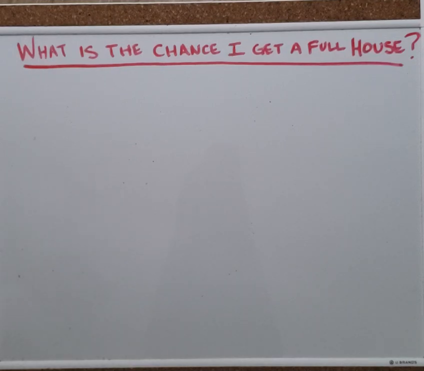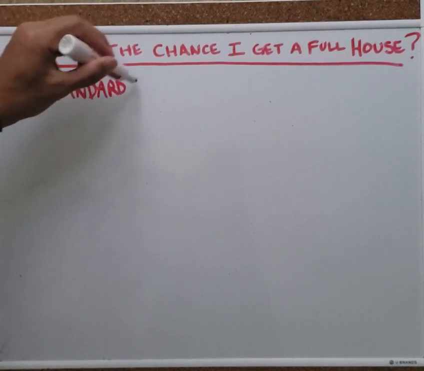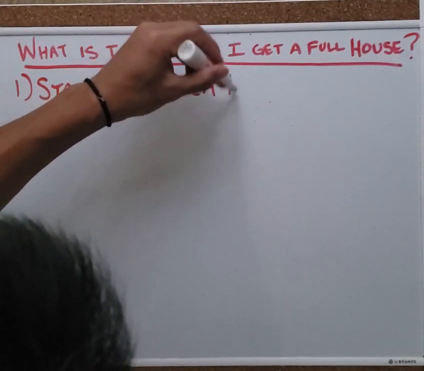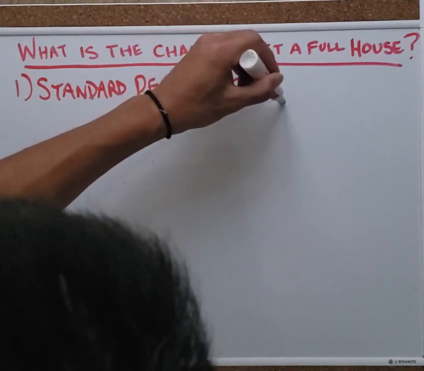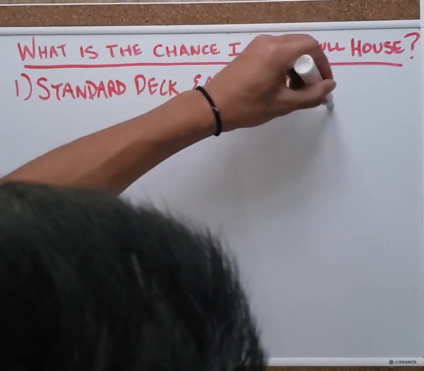Okay, so the question today is, what is the chance that I get a full house? Before we dive into the question, we should consider the assumptions that we're making. The first assumption is that we're working with a standard deck of cards. A standard deck of cards consists of 13 ranks from ace to king and 4 suits. That's hearts, spades, clubs, and diamonds.